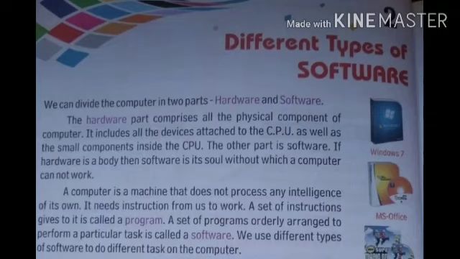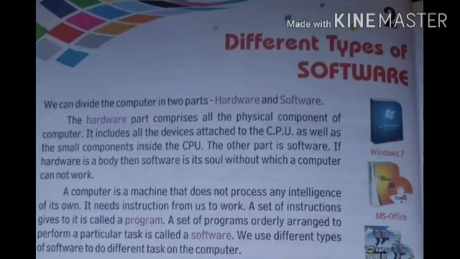The other part is software. If hardware is a body, then software is the soul without which a computer cannot work. A computer is a machine that does not possess any intelligence of its own. It needs instructions to work. A set of instructions given to it is called a program. A set of programs orderly arranged to perform a particular task is called a software.